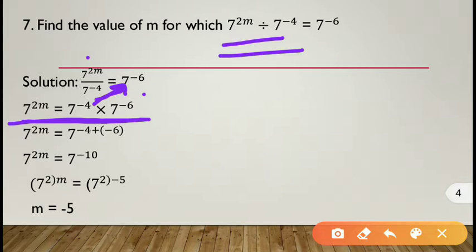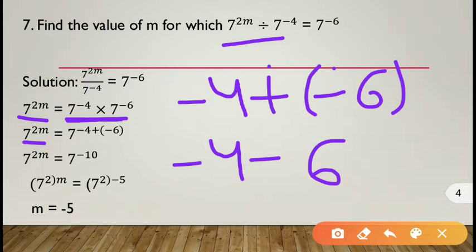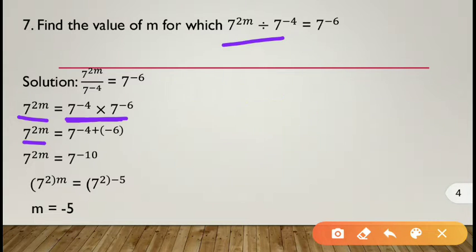When you cross multiply, this 7 to the power minus 4 will go to the right hand side. Now 7 to the power 2m will be as it is. Here the bases are same. When the bases are same, the powers will be added. Means minus 4 plus, what is the sign? Minus 6. Minus 4 and minus 6, the signs are same, so we add and the sign will always remain minus. This is a rule. I have already told you to learn this in your previous chapter. So this will give you minus 10. So the power will be 7 to the power minus 10.